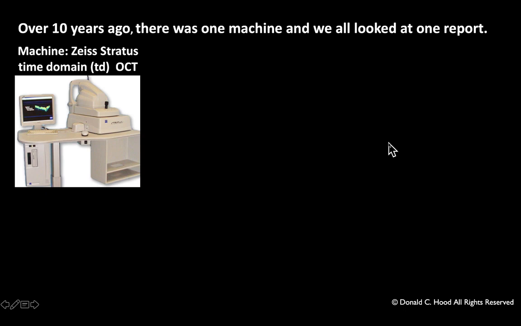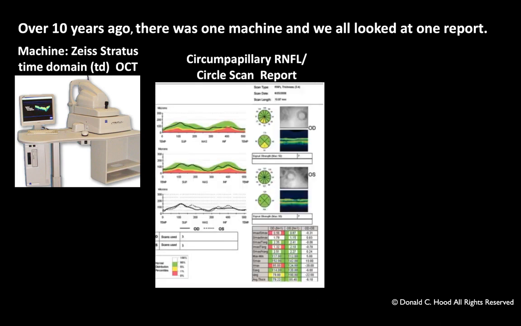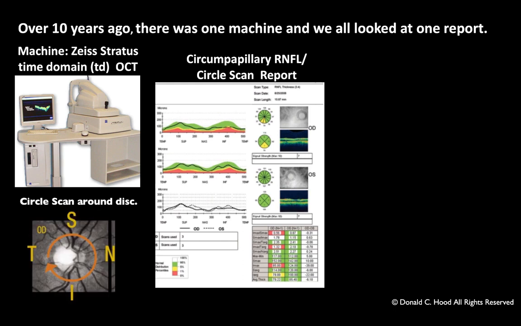All right, now, over 10 years ago, there was just one machine. The machine was the Zeiss Stratus time domain machine. And we all looked at one report. This is the report we looked at. That scan, by the way, started in the temporal region and went around clockwise.